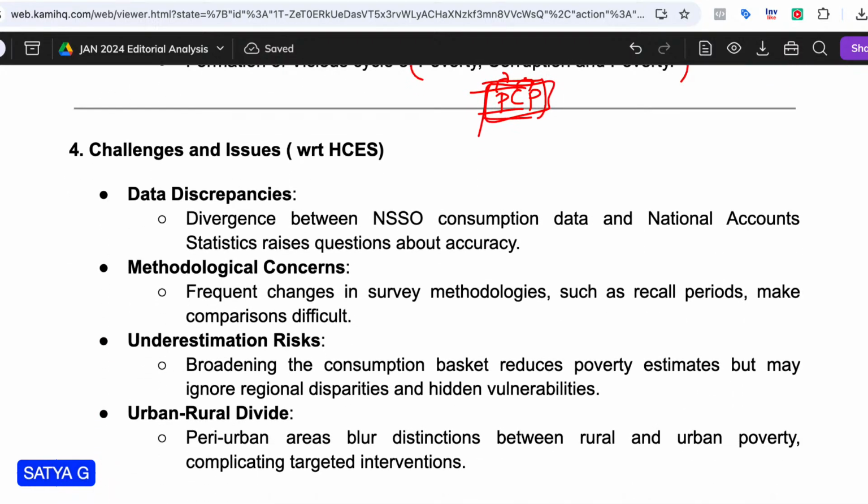So when it comes to challenges with respect to our current topic, that is the survey, right? Experts are mentioning data discrepancies. There is a divergence between NSSO consumption data and national account statistics, which raises a question about accuracy. There are different types of measurements. And methodology, frequent changes in methodology such as recall periods make comparison difficult. And underestimation risk, especially broadening the consumption basket reduces the poverty estimates but may ignore regional disparities and hidden vulnerabilities. And the rural urban divide, so peri-urban areas blur the distinction between rural and urban poverty, complicating targeted intervention. These are the challenges with respect to our survey that experts are saying.